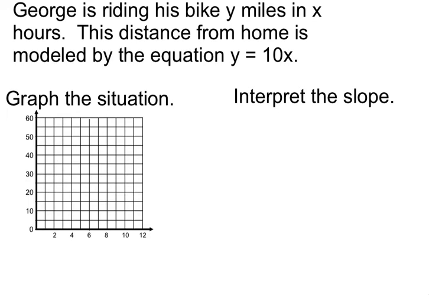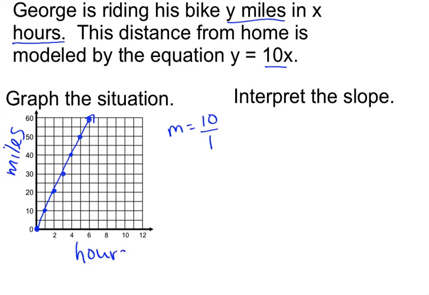George is riding his bike y miles in x hours. His distance from home is modeled by the equation y equals 10x. Okay, we're going to graph this situation. Now, we don't have to use a table now that we know that the slope is 10. The slope is the number in front of x. If my slope is 10, that's up 10 over 1. So I'm going to go up 10 from the origin, up 10 and over 1, up 10 over 1, as many times as I can until I run out of space. And then I can draw my line. The y-axis should be labeled with miles, and the x-axis with hours. And this graph is done.